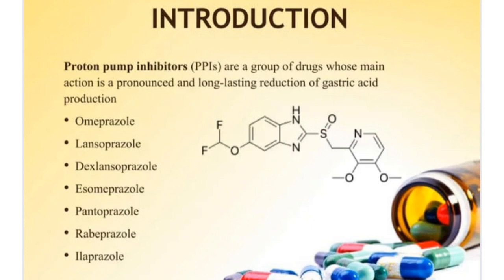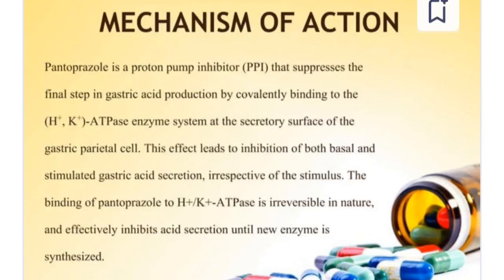So proton pumps are these little pumps that occur on certain cells in the stomach called parietal cells, and these cells actually pump out H plus ions. So these H plus ions acidify the stomach, and PPIs like pantoprazole actually inhibit those proton pumps. So the stomach doesn't become as acidified as it should. And this is why it treats symptoms of gastroesophageal reflux disease.